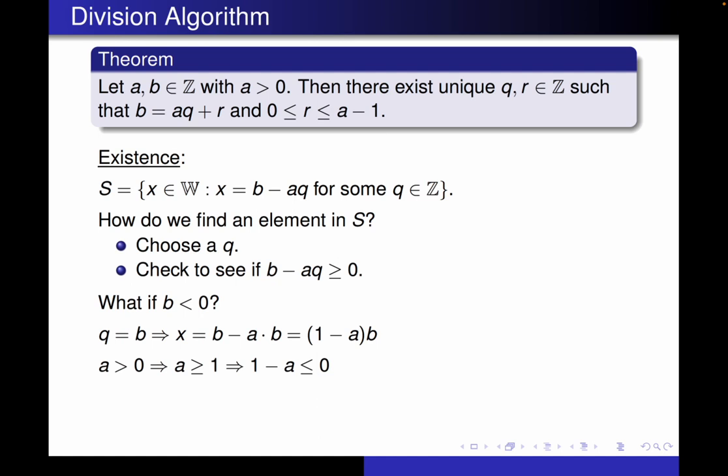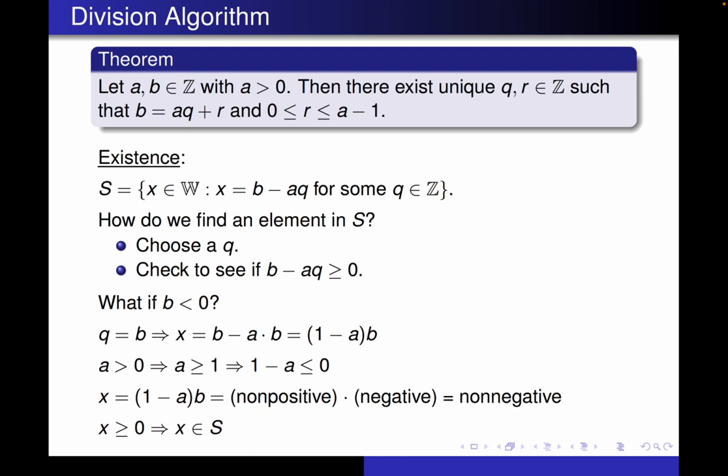So let's see what that tells us about our x, right? Our x, remember, is 1 minus a times b. 1 minus a is a non-positive number, right? B we know is a negative number. So non-positive means either 0 or negative. If it's 0, then 0 times negative is 0. And if it's negative, negative times negative is positive. So that non-positive times negative is either going to be 0 or a positive number. That means it's going to be a non-negative number, which tells us that x is greater than or equal to 0.